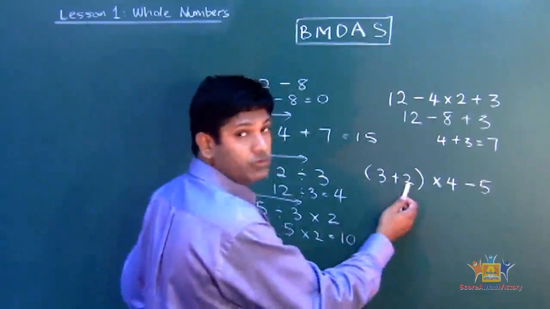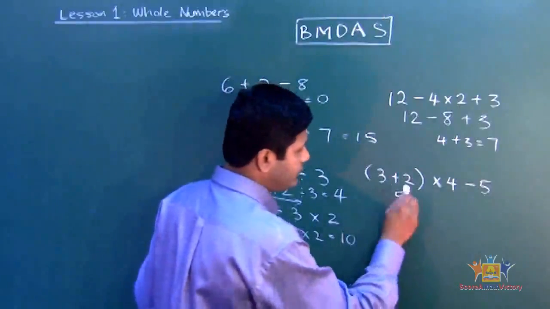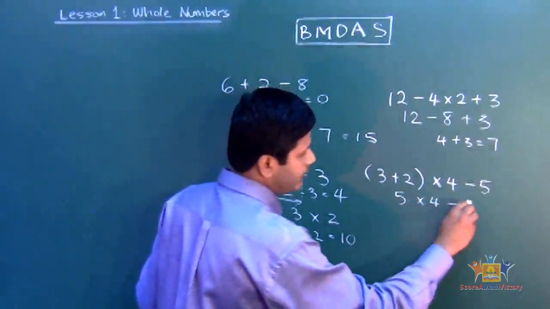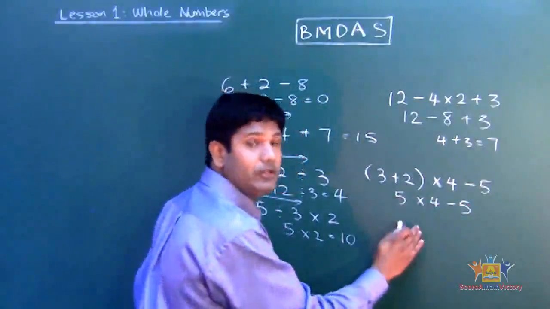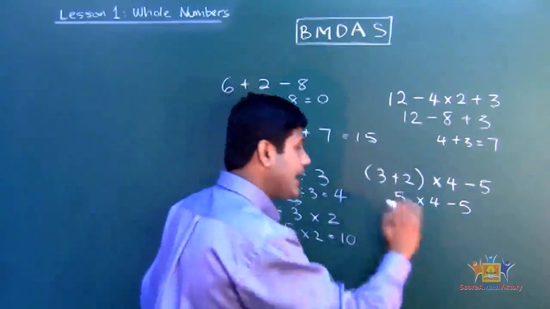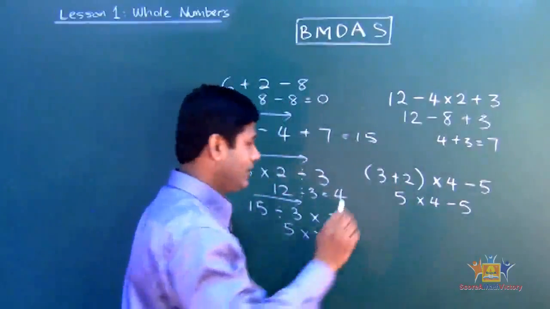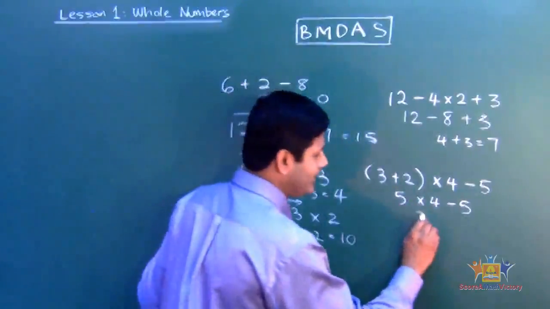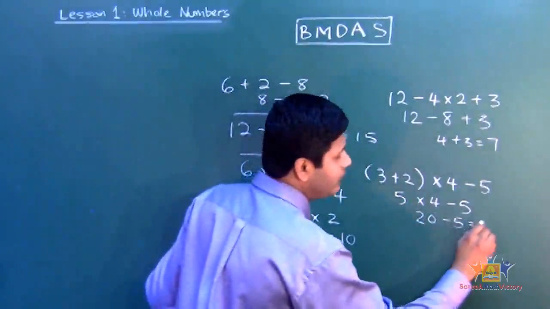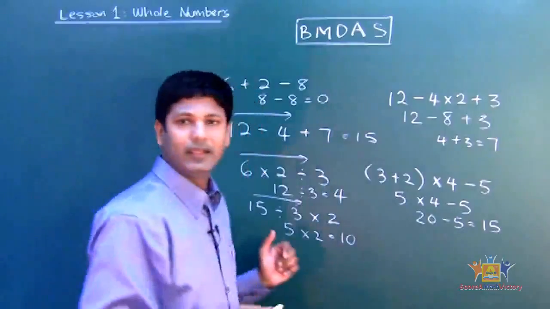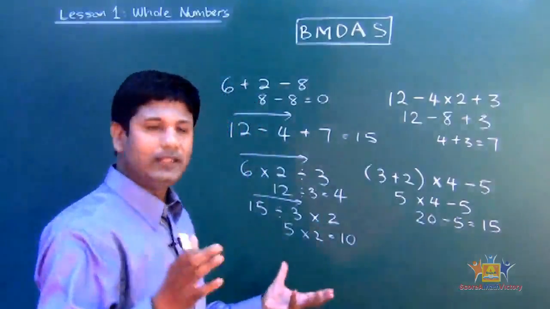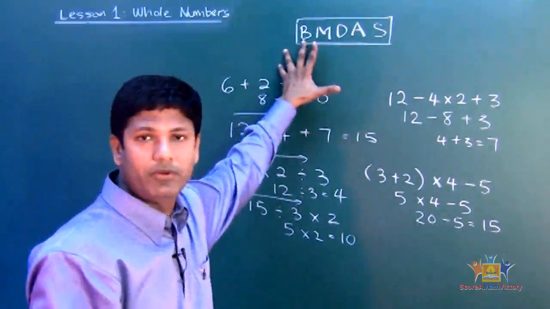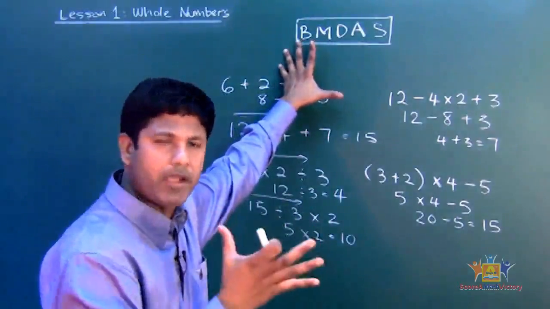That means 3 plus 2 is what? 5. Once you're done, then rewrite it. So now 5 times, now the bracket is gone. Now you apply the multiplication. 5 times 4 is 20. 20 minus 5, 15. See that? Pretty easy, isn't it? So the key thing is what? Bracket plays a very important role. It has the top priority.